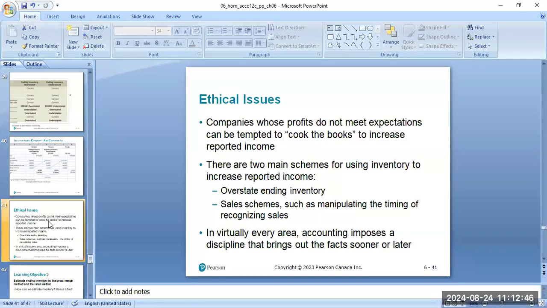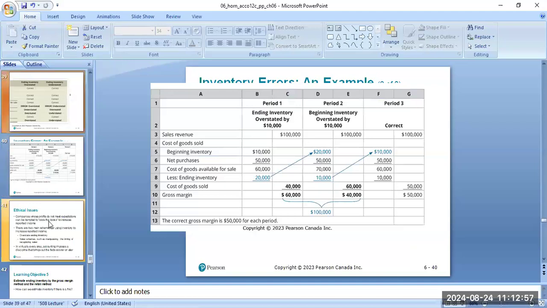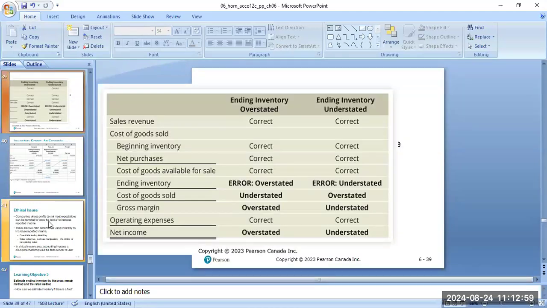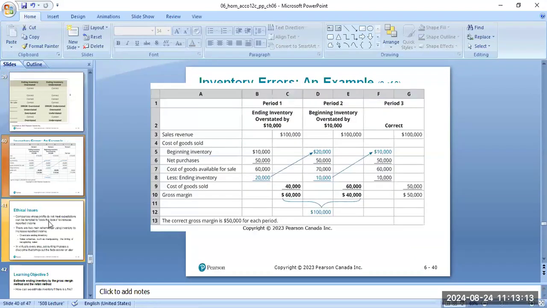If you want to show more income, what do you have to do? Overstate your inventory. Why? Because once you overstate your inventory, you're going to overstate your net income, which is your bottom line. Net income is used for calculation of earnings per share. Earnings per share will be higher. The expectation of the investor is going to go higher, and your market price is going to adjust to the expectations.